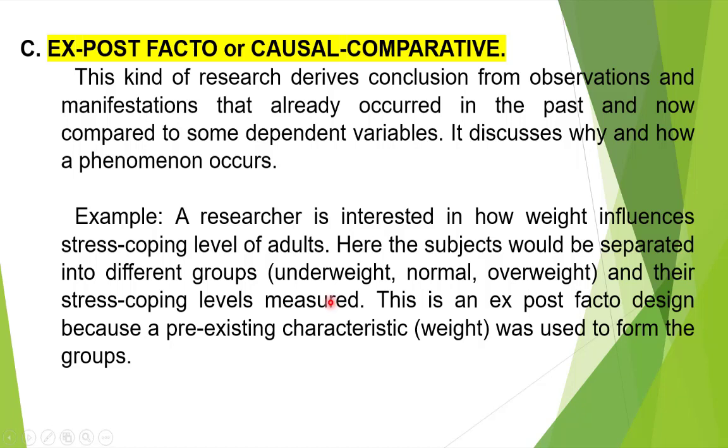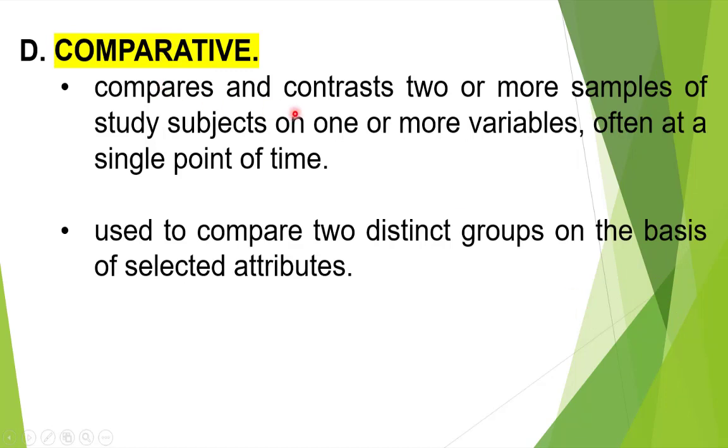So how do the weights influence the stress coping level? So you are going to correlate the pre-existing to the variable in the present. So that is ex post facto or causal comparative. Next, comparative. It compares and contrasts two or more samples of study subjects on one or more variables, often at a single point in time. So it is used to compare two distinct groups on the basis of selected attributes. So you will be dealing with two groups for this case.